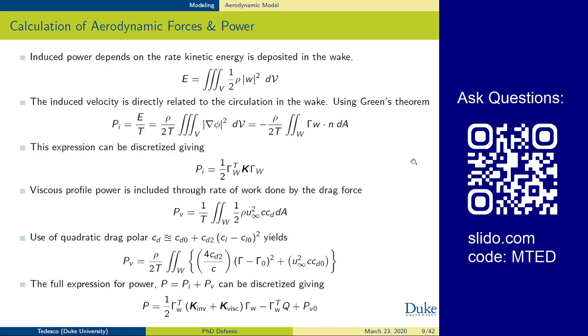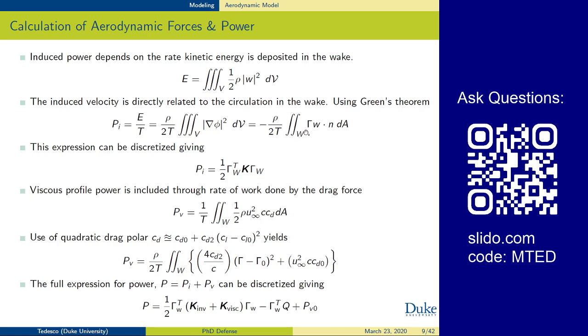So when it comes to the power, we're going to be looking at the amount of kinetic energy that we're going to deposit into the wake. So this is basically 1/2 density times induced velocity squared. Now, for us, we can write this induced velocity as the gradient of our potential. And using Green's theorem, instead of a volume integral, we can write it as an area integral over the boundaries. And the only boundary that's going to have circulation is going to be the wake itself. And this will give us an integral of this form.